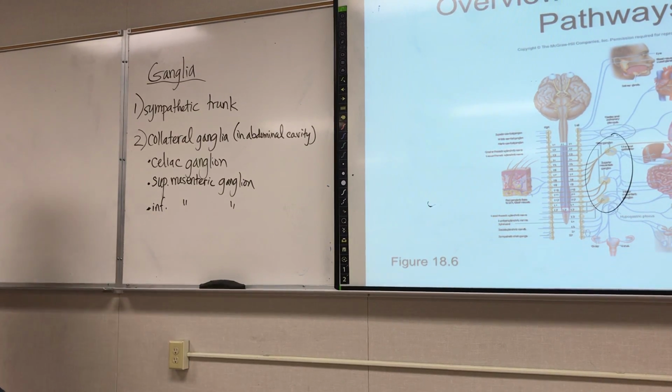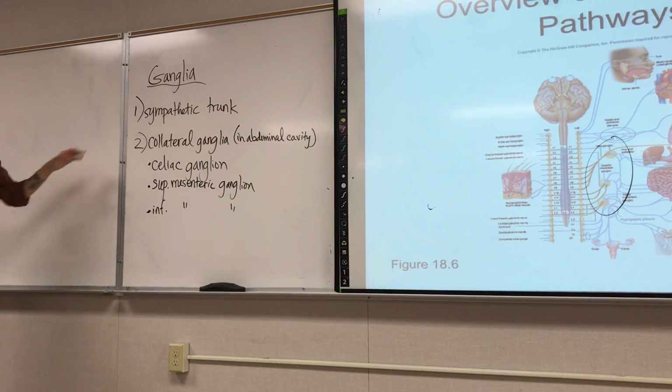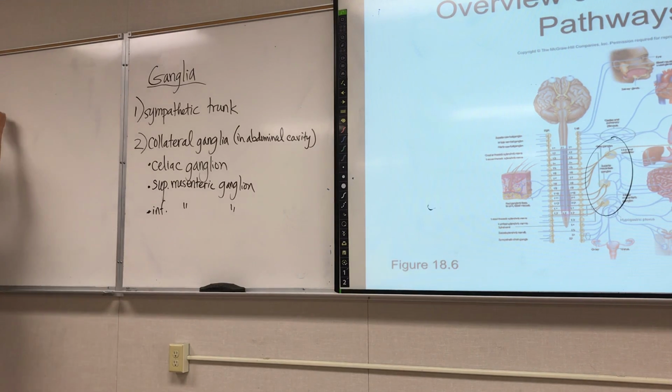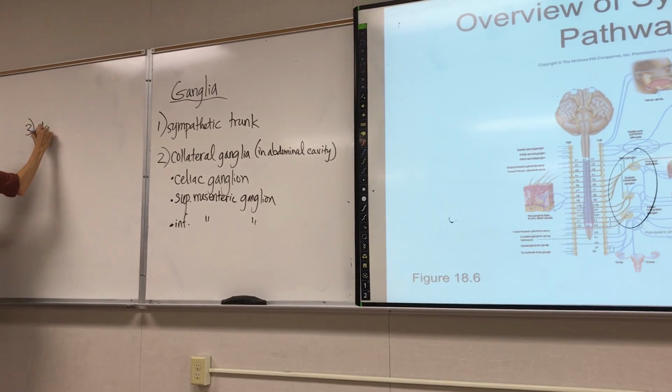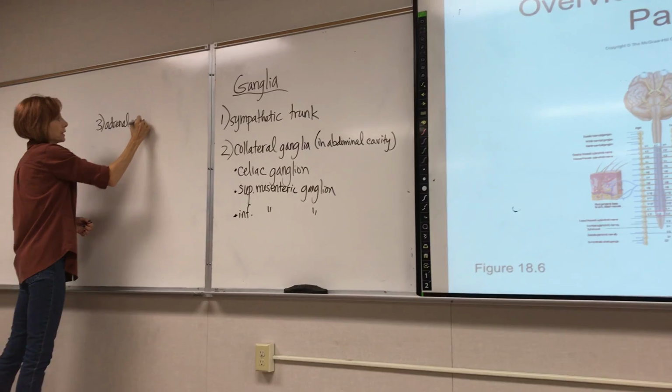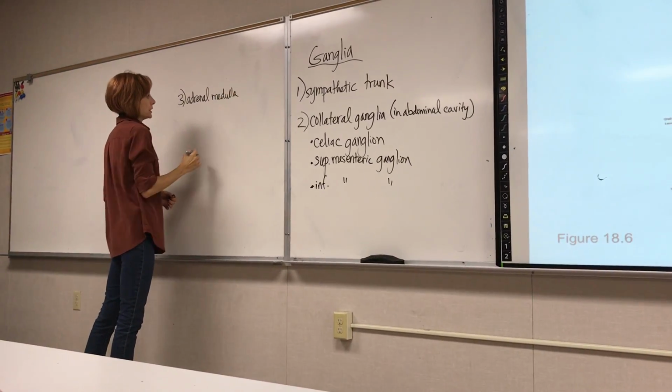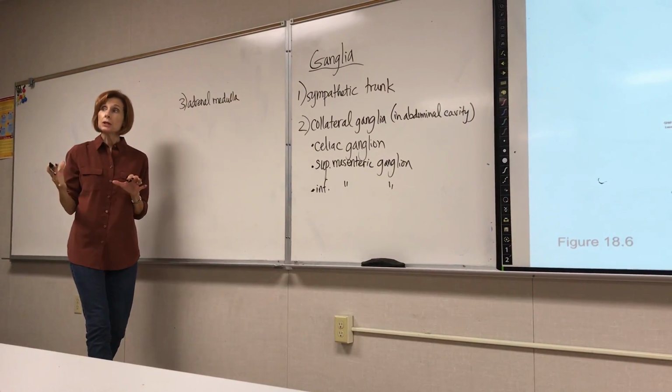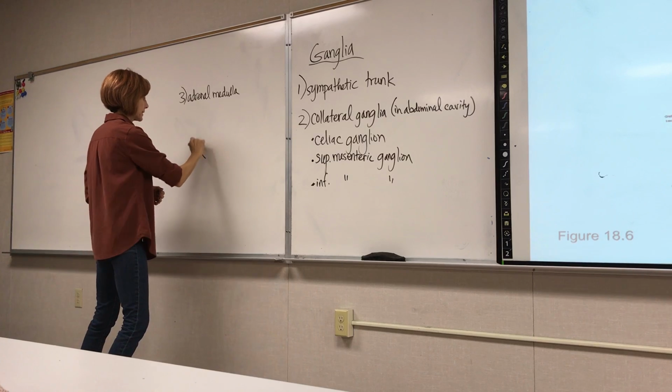Okay, and then there's that one other place where some of them will synapse, and that is in the adrenal, I'm gonna put this over here, adrenal medulla. Okay, so what is the medulla? Well, the adrenal gland sits on top of the kidney, kind of like a little hat.